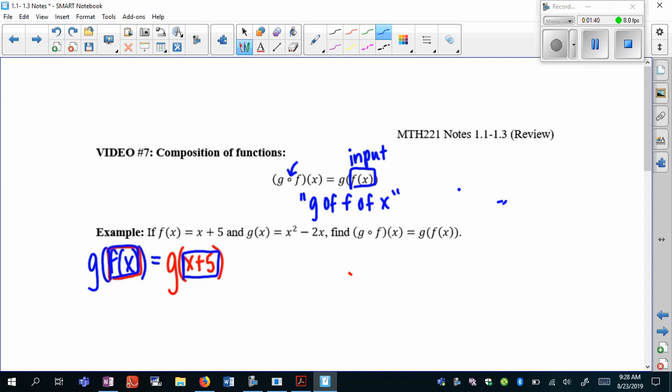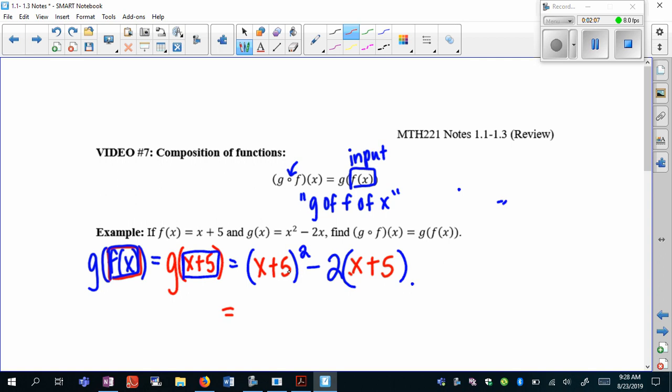So then this just becomes an evaluating problem, like what you've seen before. So now I'm going to write function g. I'm going to write parentheses wherever there's an x. And then I'm going to just replace my input. So my input is x plus 5. So I just replace that. And then that right there is the answer. It's not simplified, so I'm going to go ahead and simplify it out, but this is the answer.